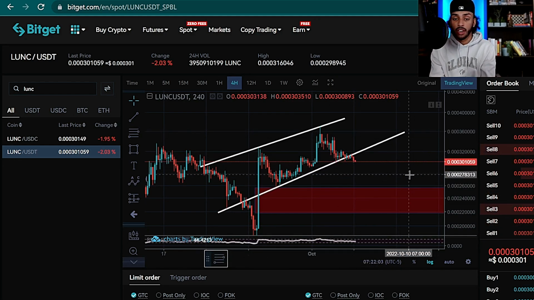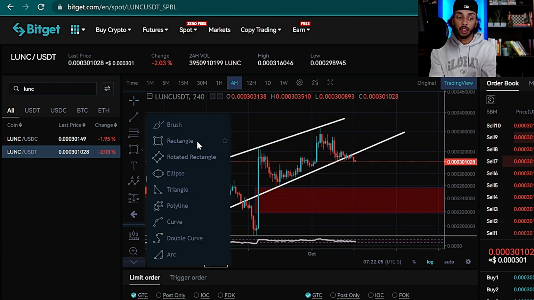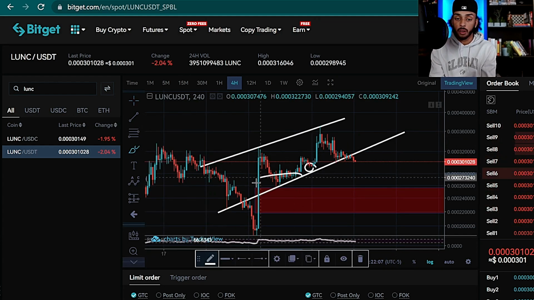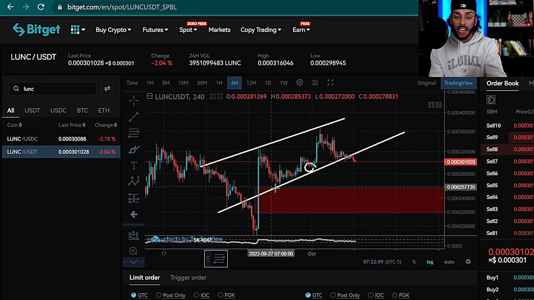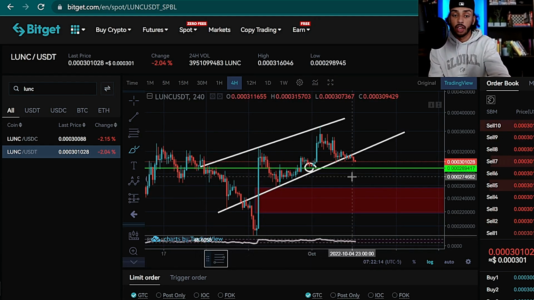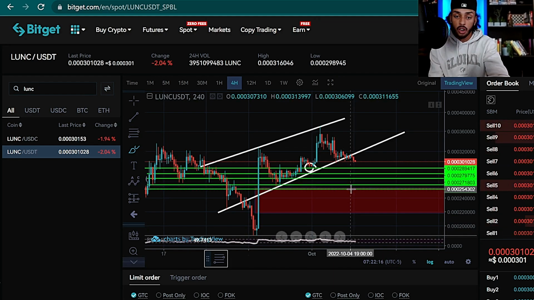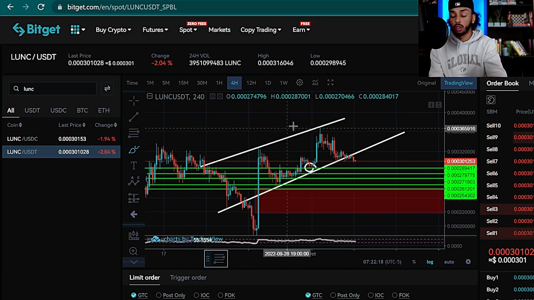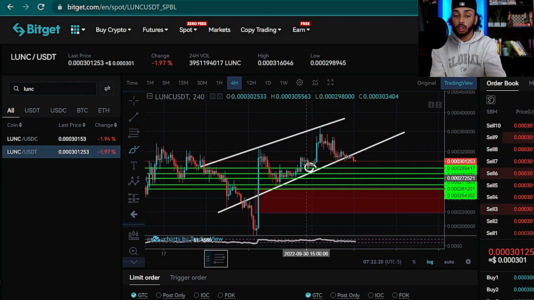It does look like we've broken to the downside, but the beautiful part about ascending wedges is that all of these times we touch the bottom, these are going to serve as support levels. And as you can see, we touch the bottom, touch the bottom, touch the bottom. That means that this entire little level right here, all of these touches, are going to serve as support levels, or levels in which people will be willing to buy, bullish liquidity zones.